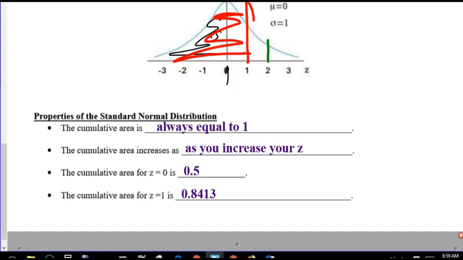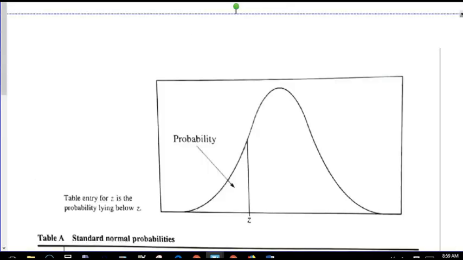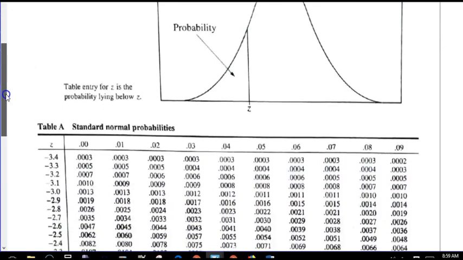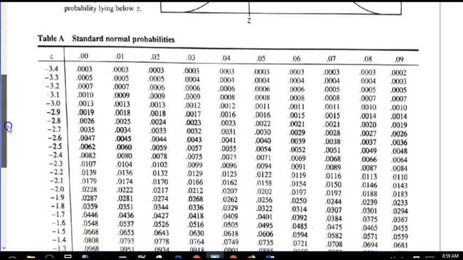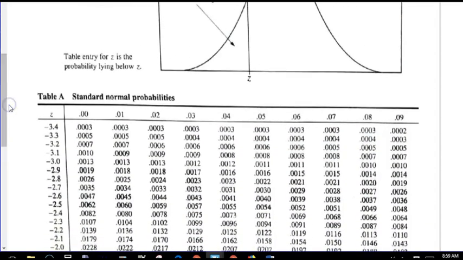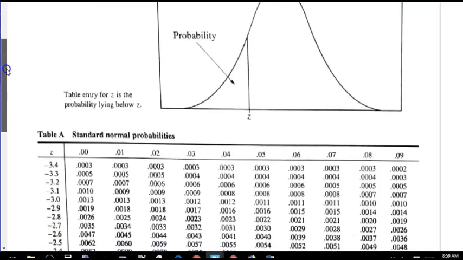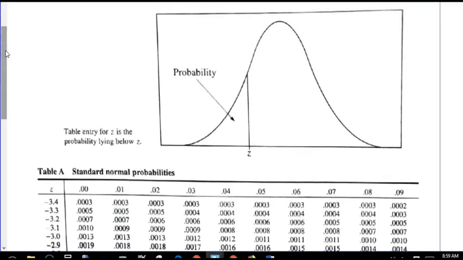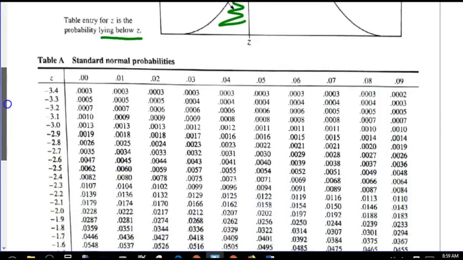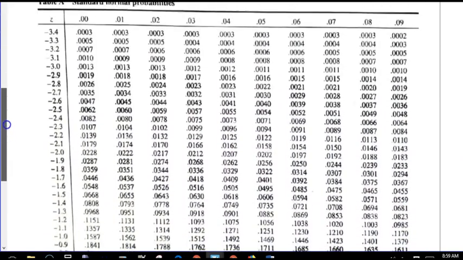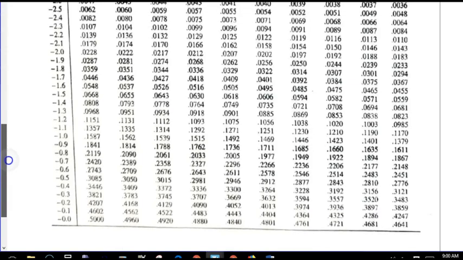So let's look at z equals 1. Where did that 0.8413 come from? Well, if you look at the chart, notice the first page of Table A is negative numbers. And if you look at the picture up here, these probabilities are always everything left of the line. It says here, lying below z. So all these numbers are negative, from negative 3.4 to 0.